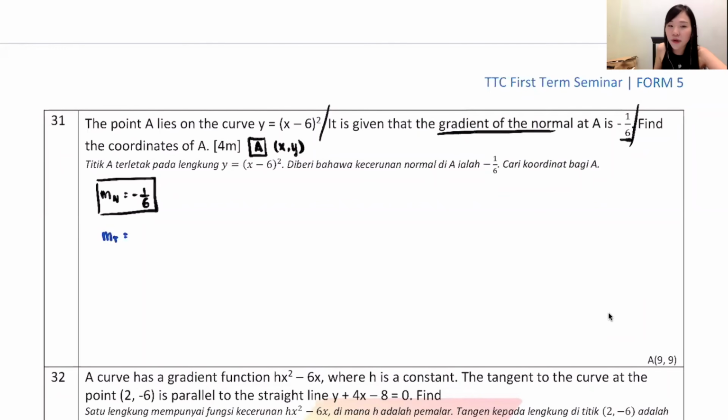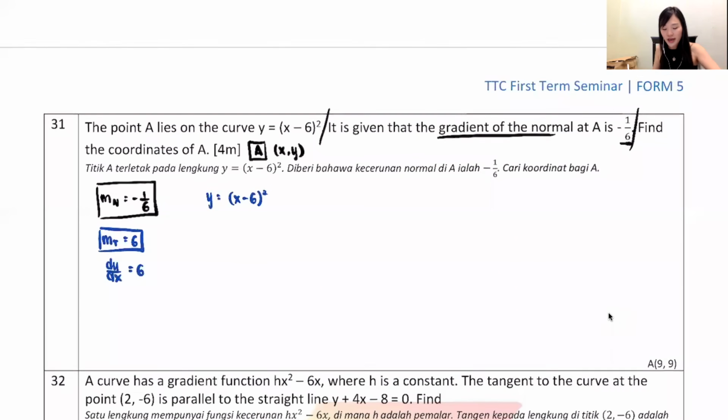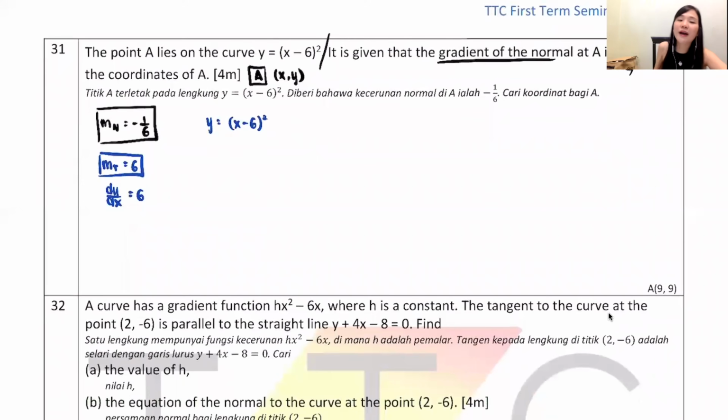Very good, Xue Hui. So negative becomes positive, and 1/6 flipped is 6/1. So all of a sudden I know the gradient of tangent will be 6, which means dy/dx is 6. If you straight away know dy/dx is 6, then I think you can find it out. How do you find it? You can use the equation of the curve and find its dy/dx.